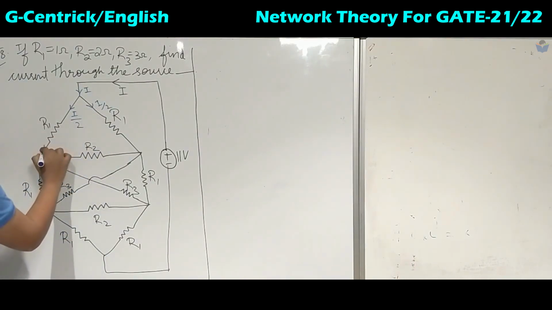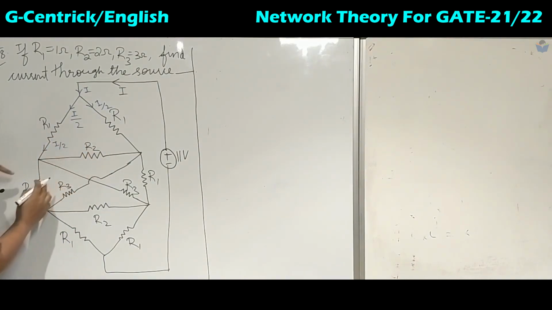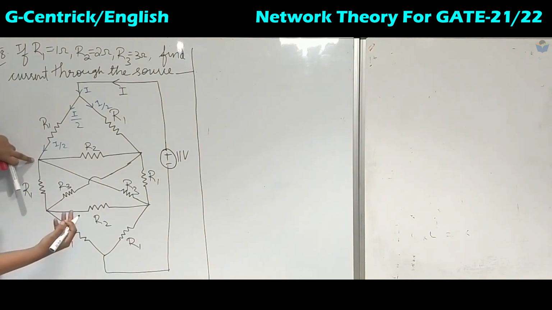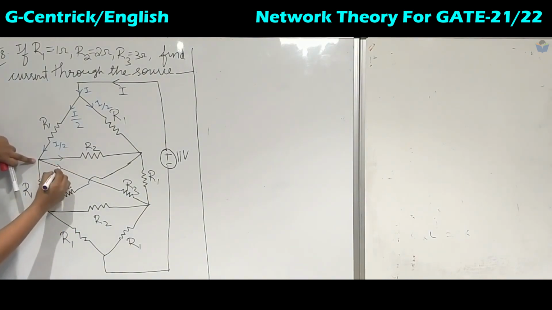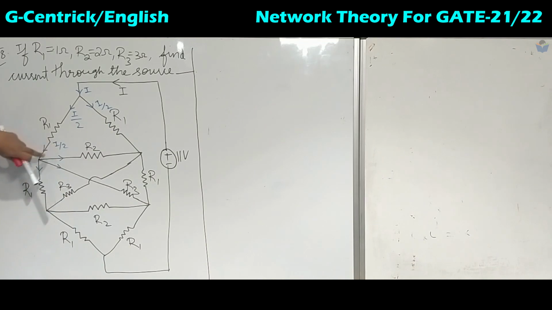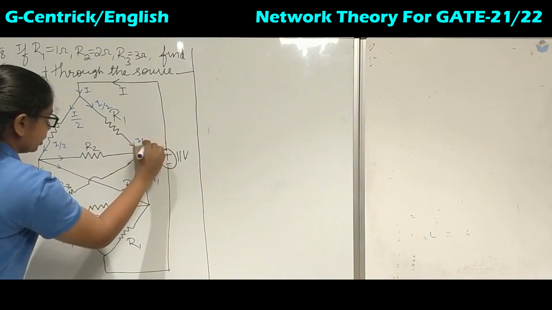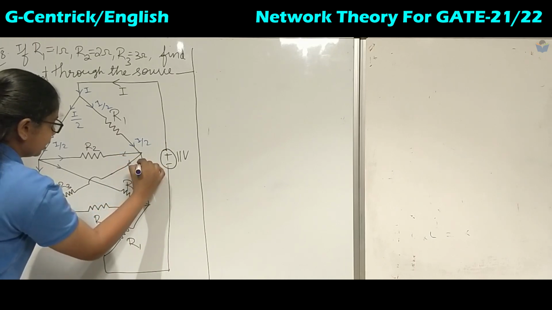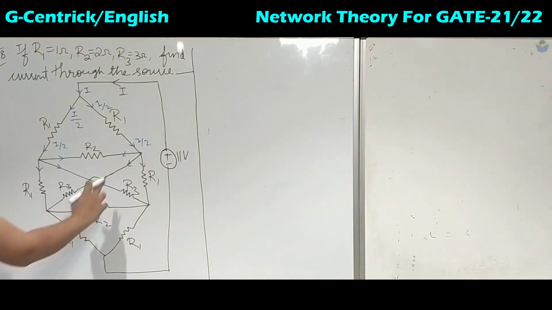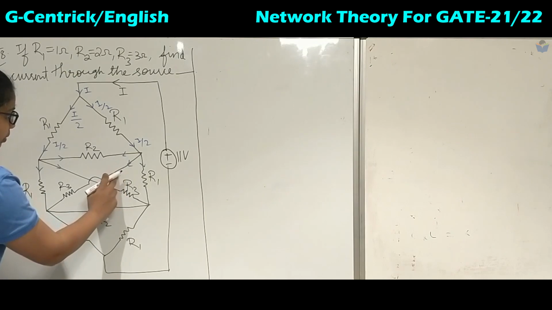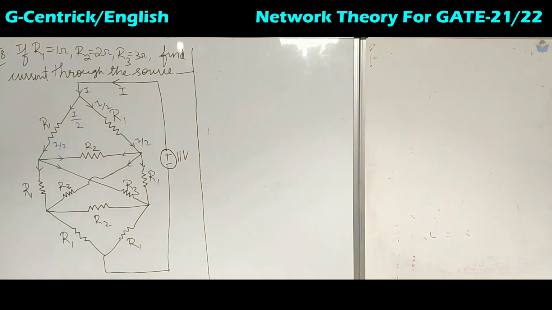Same thing, after coming here, it will get divided into 3 parts, here one and here one. So it goes in the 3 branches. This is this part of the circuit. Coming to this part, similarly here also the current gets divided into 3 parts. Some current goes in this way, some current in this branch and some current in this branch.